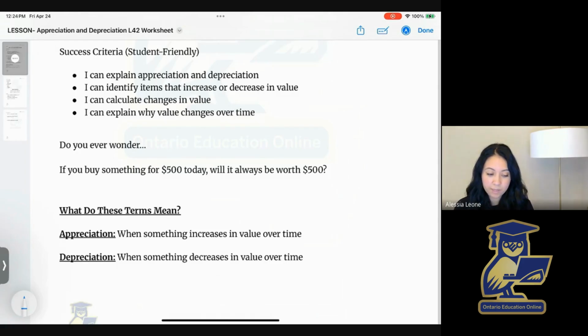What do these terms mean? Appreciation. When something increases in value over time. That is appreciation. It increases in value over time. Depreciation is when something decreases in value over time.